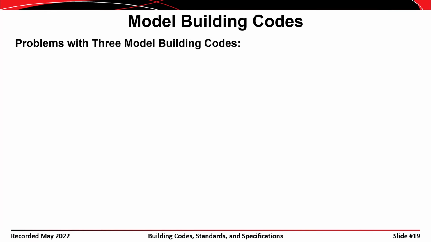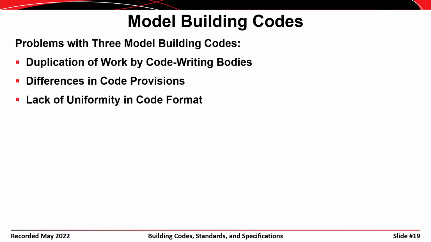Although the three model codes had been in use for almost a century, there were several drawbacks, including duplication of work by code writing bodies, differences in code provisions, and lack of uniformity in the code format. It's understandable that the UBC would focus on seismic design and that the SBC would include extensive wind load provisions, but earthquakes aren't limited to just the West Coast, and high wind events don't just occur in the Southeast. Additionally, other subjective provisions in the three codes were different.